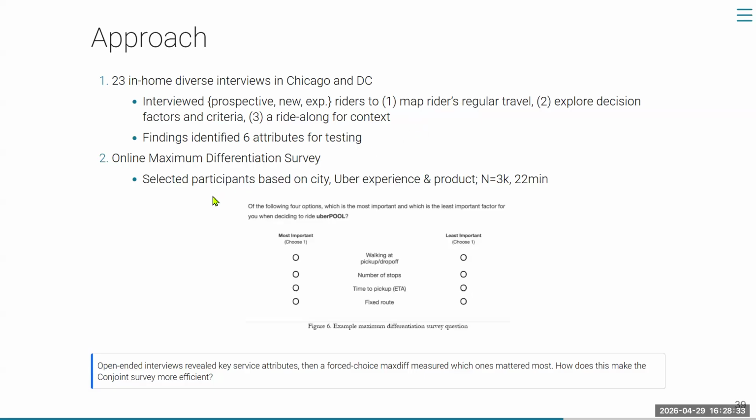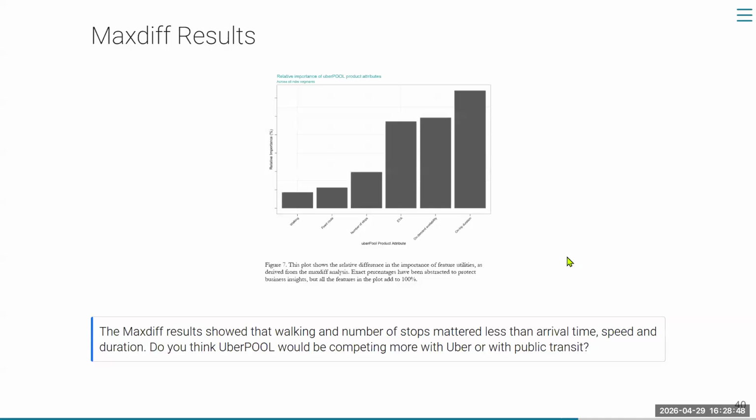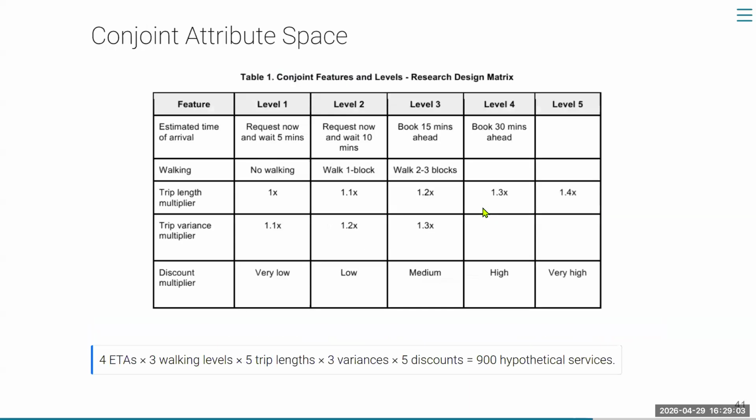They didn't want to put that many attributes into the conjoint, so they did something called a MaxDiff survey. They asked people which attribute is the most important or the least important for subsets of attributes. And that process showed that the duration of the trip, the on-demand availability, and the time of arrival were the most important attributes. And that's what they put into the conjoint.